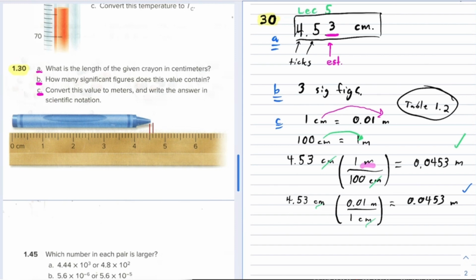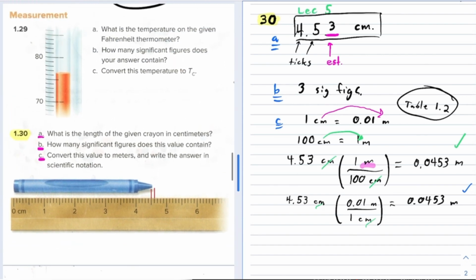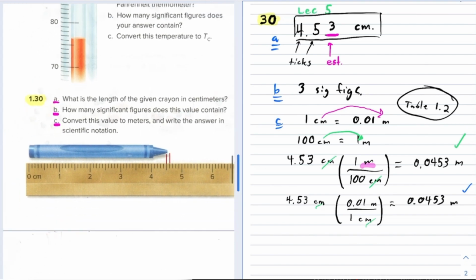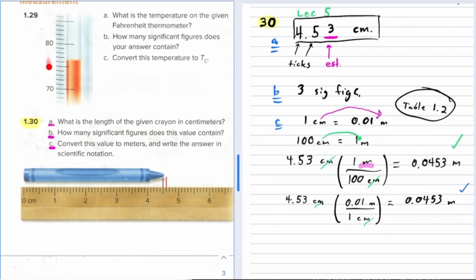So that was problem number 30. If you look at problem number 29, it's very similar. This time you're talking about temperature measurements, and you're asked for the measurement of the temperature. Make sure you're reading between the lines. Is it 70? This is 75, 76, 77. It's between 76 and 77.